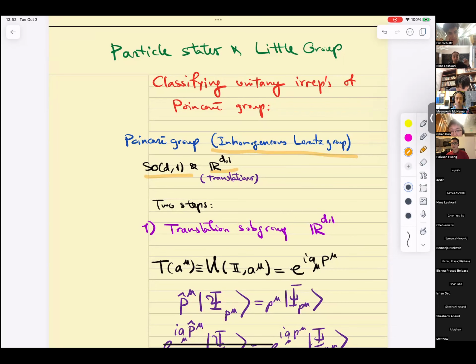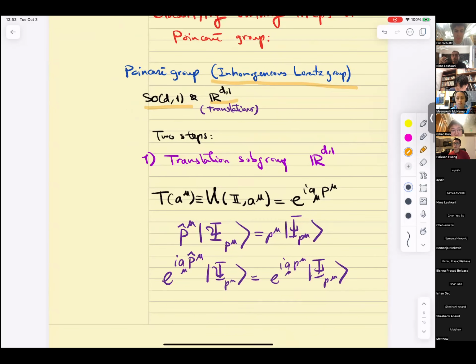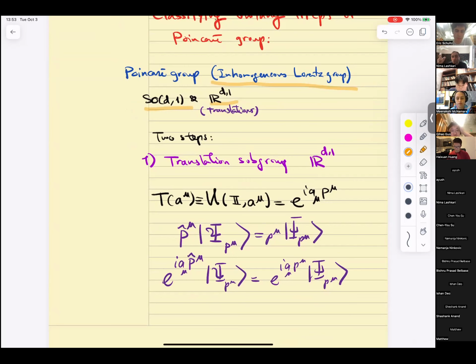First, we focus on the translation group, right? Like before. And we're going to end up with a set of functions that are square integrable functions of momenta. Then we're going to look at the subgroup of Lorentz transformations that leave the momentum four-vector invariant. That's the analog of this internal symmetry in this picture, right? That subgroup has a name. It's called the little group.